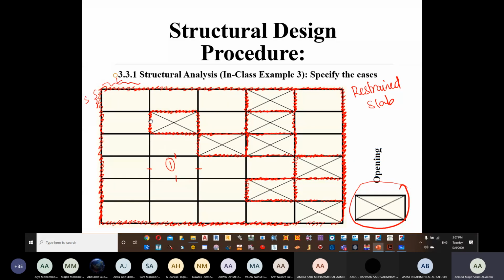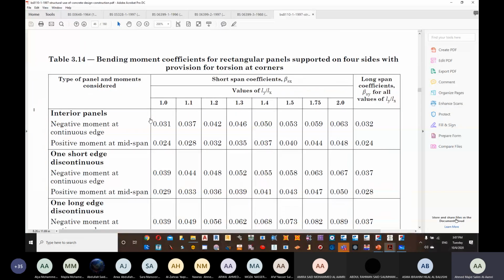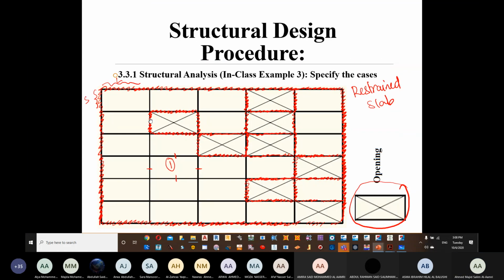Now let's go for case number 2. Case number 2 says one short edge discontinuous. How many discontinuous are there? Only one, and that is short. So I need to see which slab has only one short edge discontinuous. When I say one short edge discontinuous, it means that 3 are continuous and 1 is discontinuous.